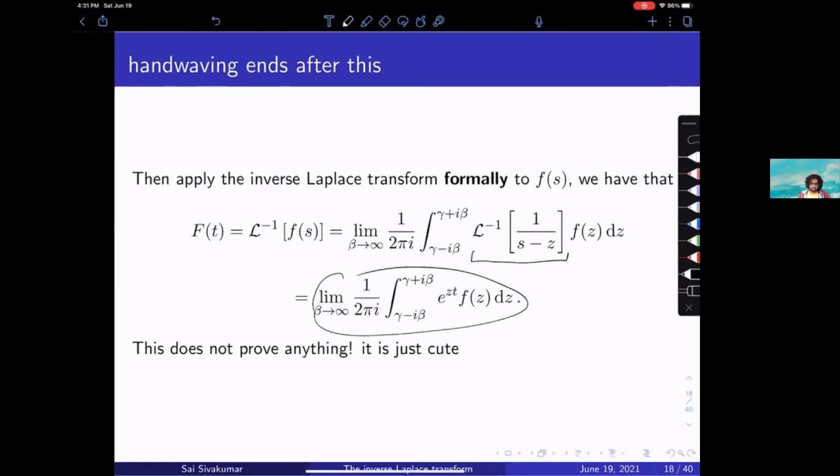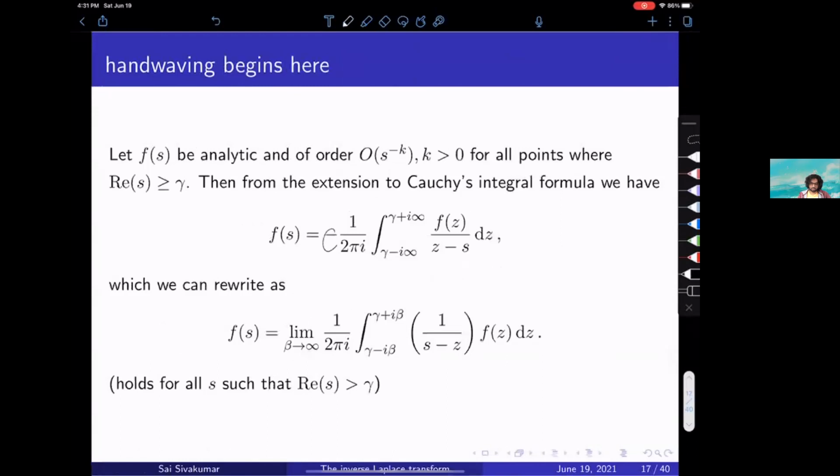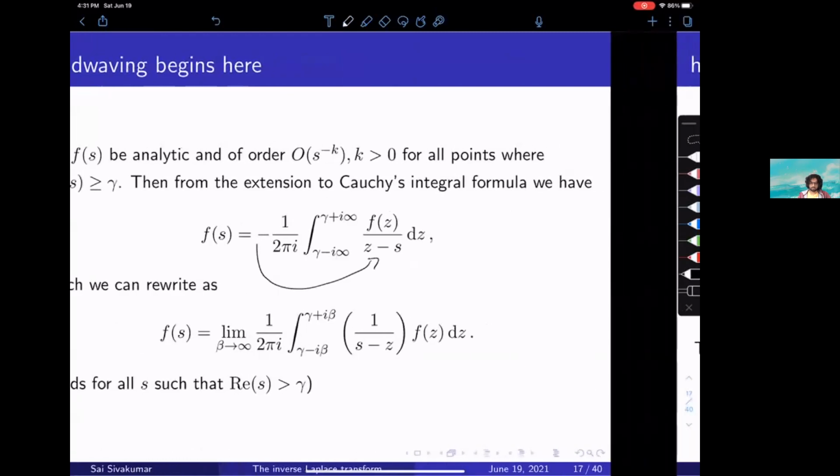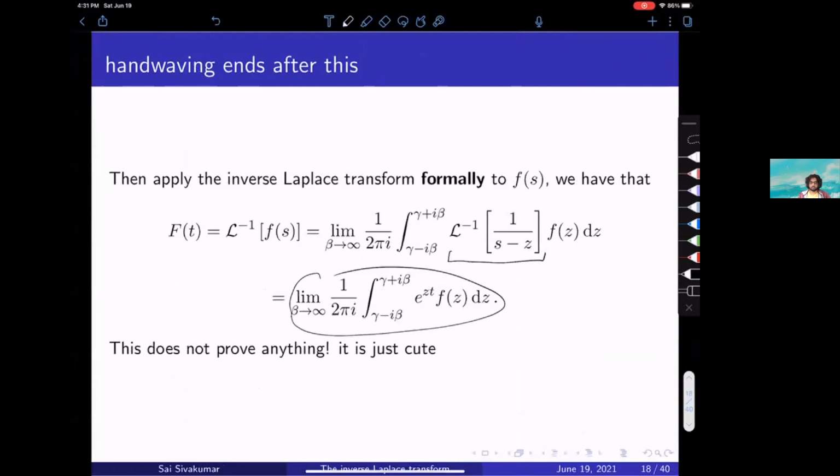Oh, that negative in the front. I also should have mentioned this negative vanished because I put it into the denominator. I swapped the z and the s. So that's why positive 1 over 2 pi i in the front. Right, so this is the integral that we take when we want to invert the Laplace transform. Cool.